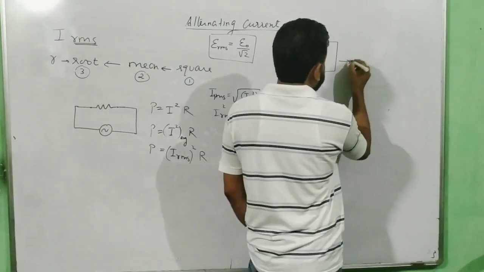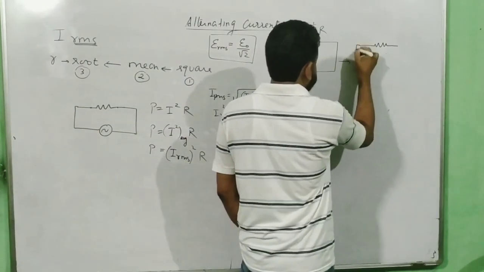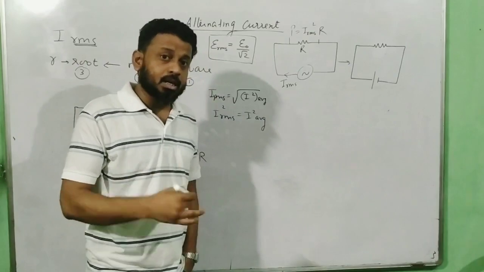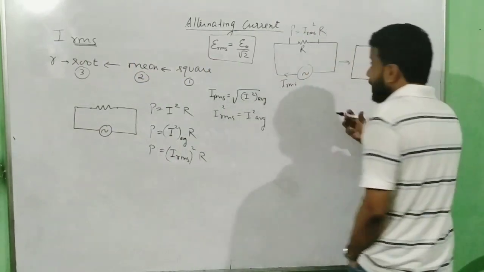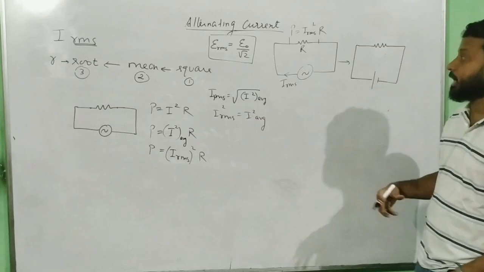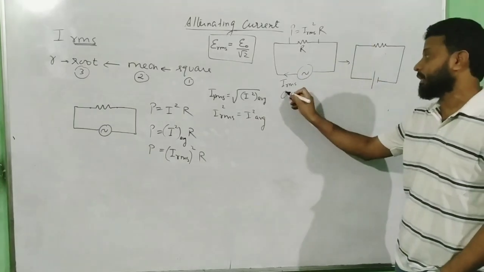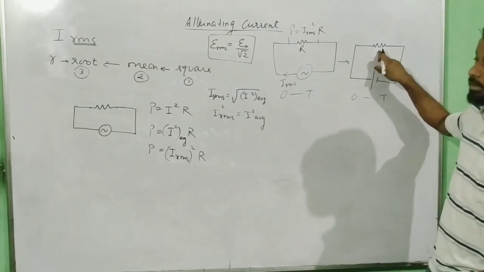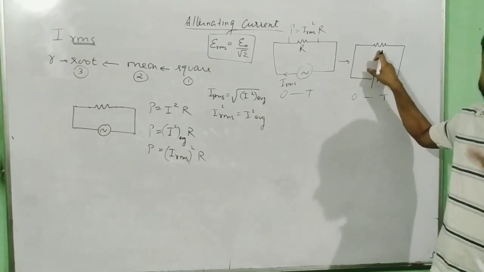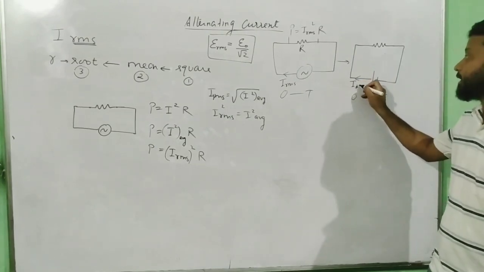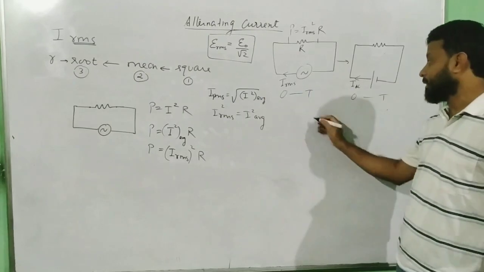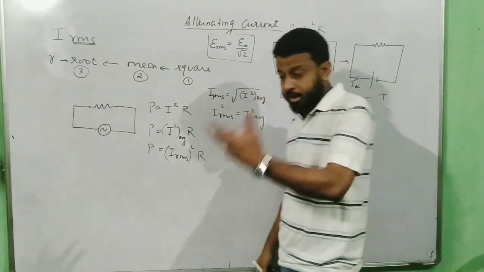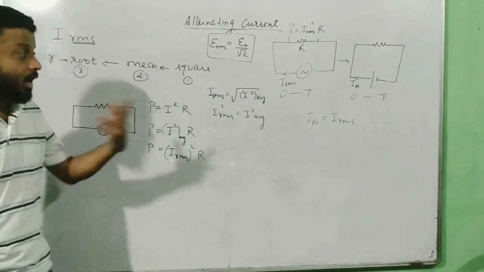Suppose I have to consider the same resistance, but I am dealing with it in a DC current. A DC current supplies a constant current. But my intention is this: I want that in a given cycle, 0 to t, in a time interval from 0 to t, this resistance should dissipate the same amount of heat. Then what should be the value of that DC current? Since I know the RMS, that DC current must be equal to I RMS current.